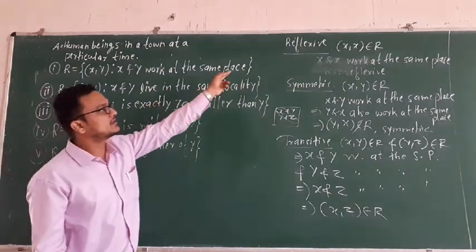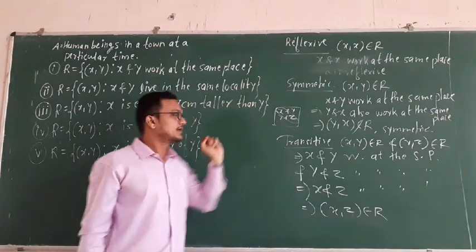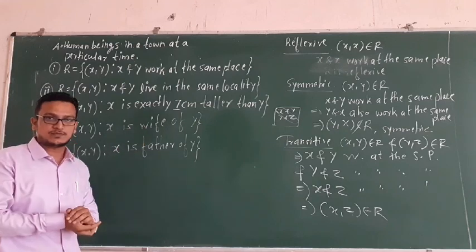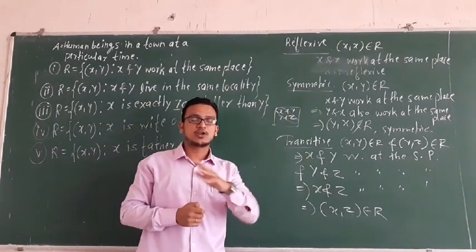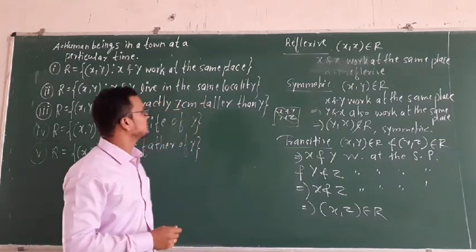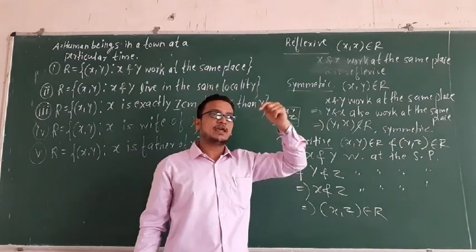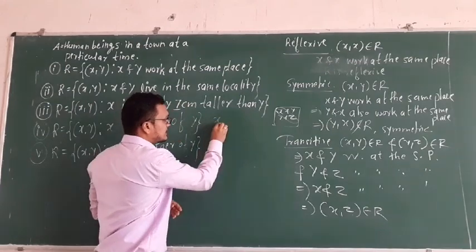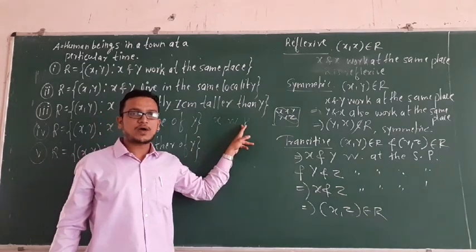Now suppose I take the reflexive relation, (x, x) belongs to R. As per the definition, you have to read it as x is the wife of x, which is not possible. x cannot be the wife of x. So R is not reflexive. Simple. Now for the same relation, if you check symmetric, what does the symmetric relation say? (x, y) belongs to R means x is the wife of y.